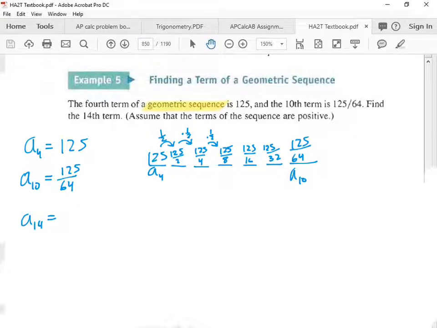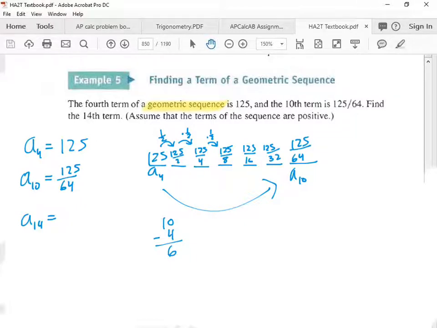But is there a fast way to do it so I don't have to write all this every time we get a problem like this? Let's come up with a shortcut, shall we? So let's come up with some things that we know. We know that from here to here, we have to multiply 6 times, right? Because we go 10 minus 4, and we get 6. You guys got that number in your head?